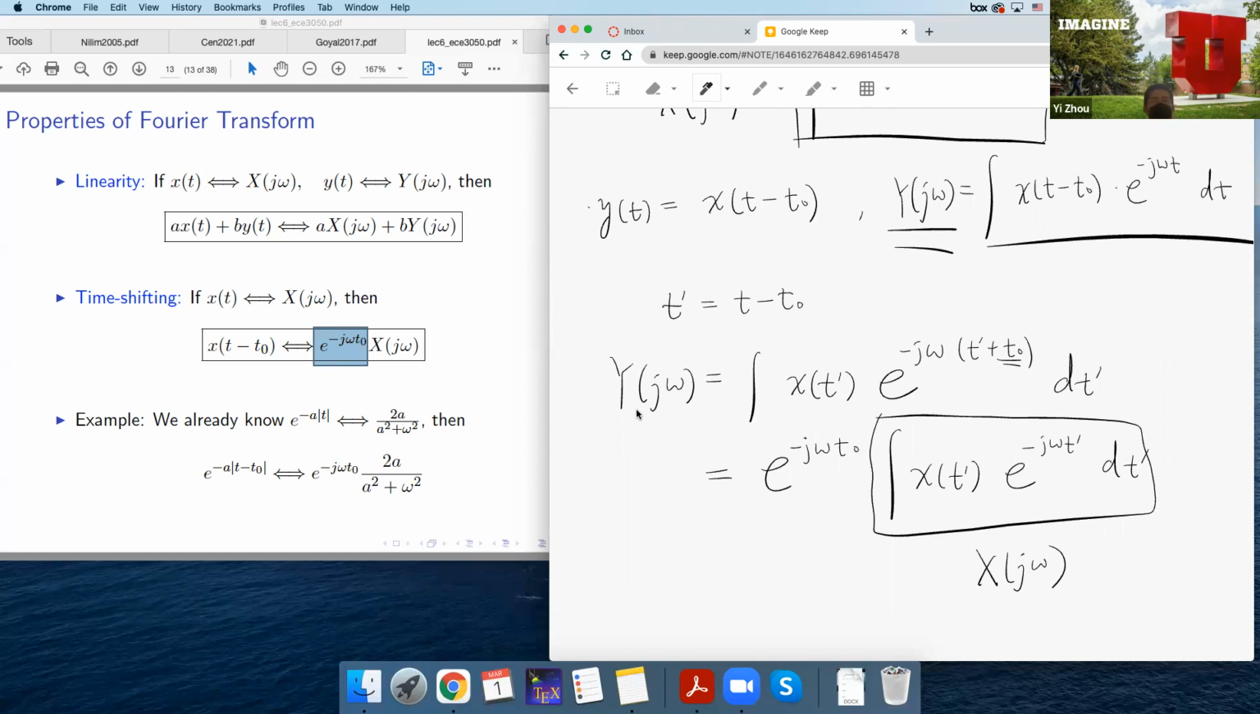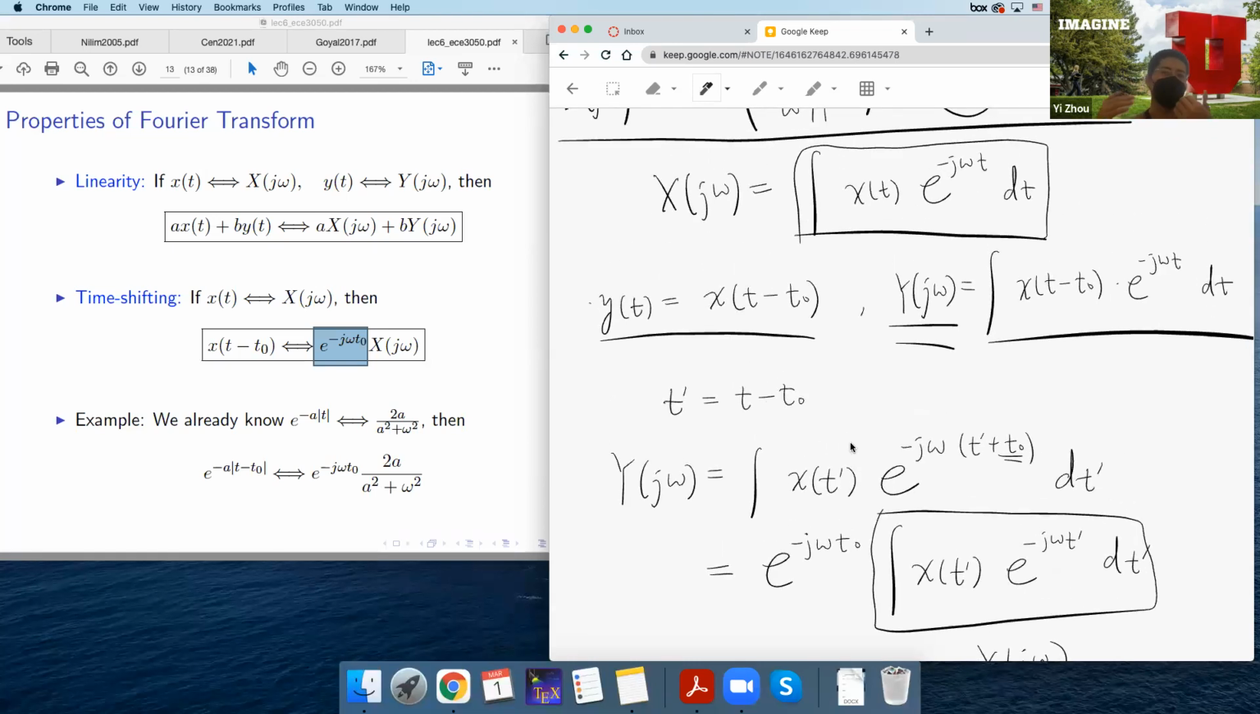So this shows that the spectrum of y(t) is given by the spectrum of x(t) multiplied by this phase shift operator. Right, so it applies to any function, and you can see that the underlying idea is a change of variable of integration.